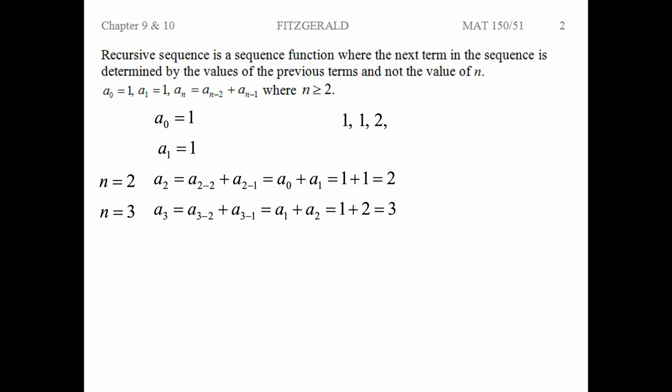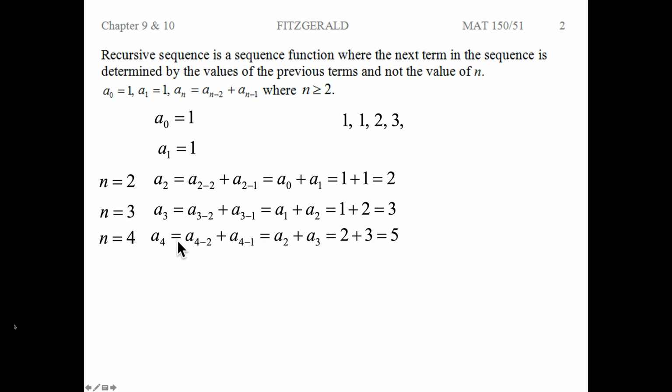When n is 3, all right, a sub 3 is going to equal a sub 3 minus 2 plus a sub 3 minus 1. That's the a sub 1 plus a sub 2. All right, a sub 1 is 1, a sub 2 is 2, 1 plus 2 is 3. So I'm seeing a pattern here, I think.